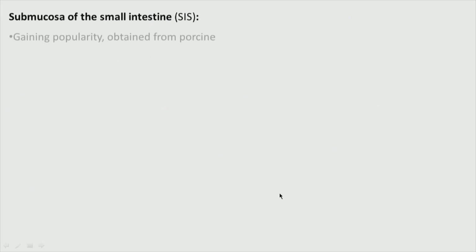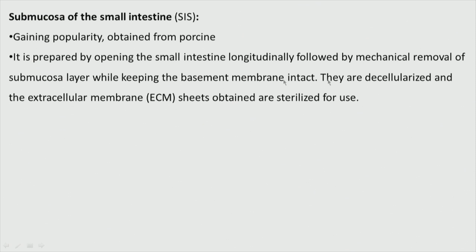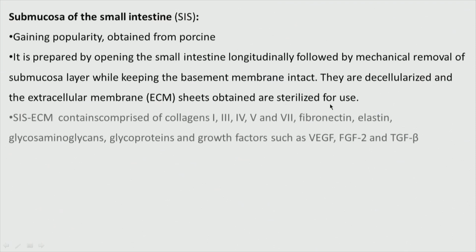Submucosa of the small intestine, there is some interest in that, it is gaining popularity from porcine. It is prepared by opening the small intestine longitudinally, followed by mechanical removal of the submucosa layer while keeping the basement membrane intact. Okay, then you decellularize the extracellular membrane sheets and you sterilize it actually. So, this submucosa of the small intestine, ECM, extracellular membrane, it contains collagen 1, 3, 4, 5, 7, fibronectin, elastin, and quite a lot of growth factors.